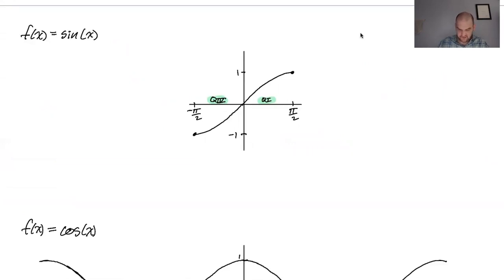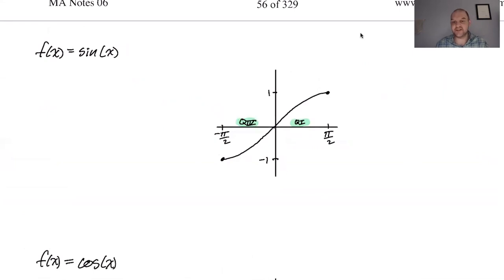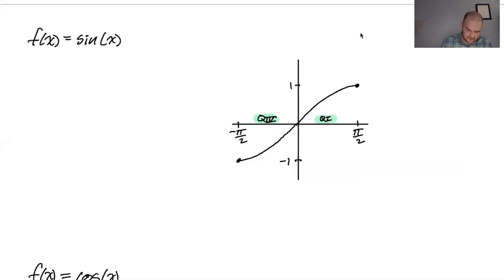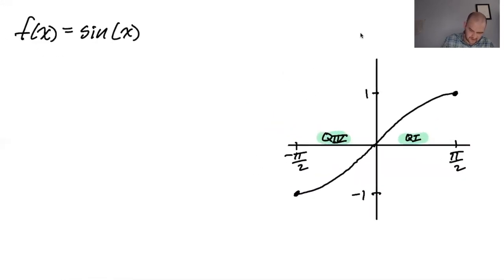So maybe if you were just, it's a little late to be telling you this, but if you want to use a separate sheet of paper, that'd be kind of a good thing to do. So here's our 1-to-1 sine. So I'm going to write down it's 1-to-1.